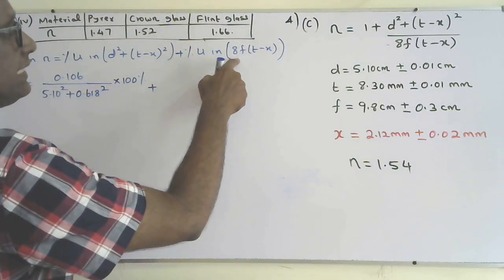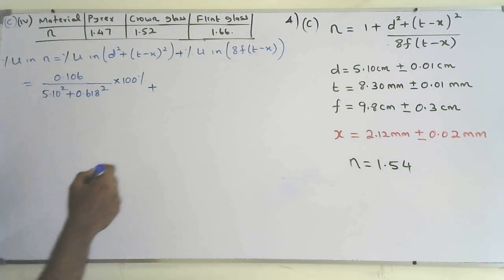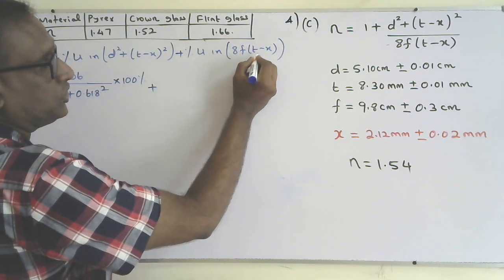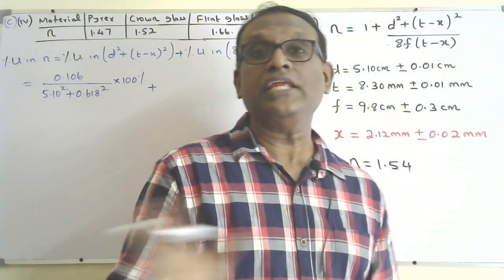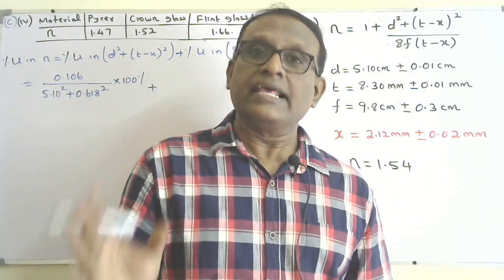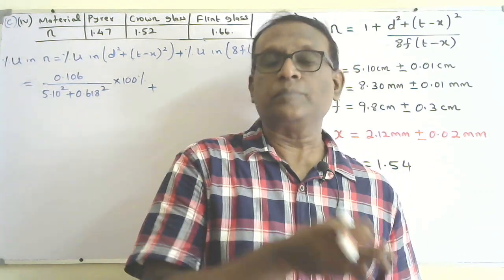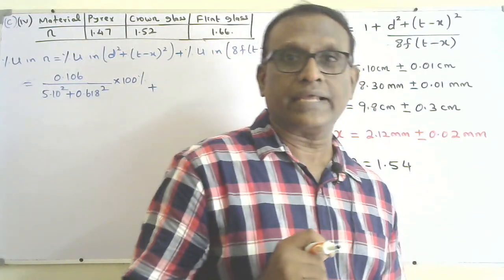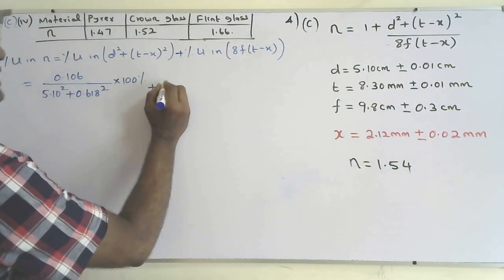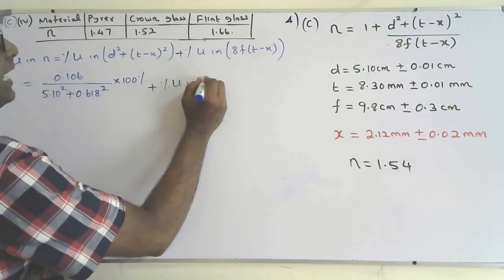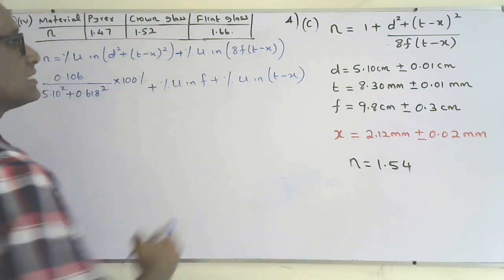Plus the percentage uncertainty in 8f times (t minus x), which I need to find. You can see 8 is a number, f is multiplied by this one. Whenever quantities are multiplied, we know that their percentage uncertainties will be added. The percentage uncertainty of x times y is equal to the percentage uncertainty of x plus the percentage uncertainty of y. So here 8 is a number, f is multiplied by t minus x. That could be written as the percentage uncertainty in f plus the percentage uncertainty in (t minus x).